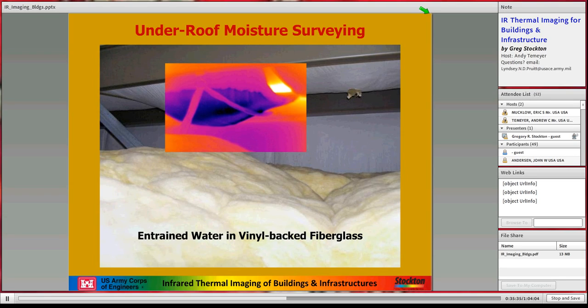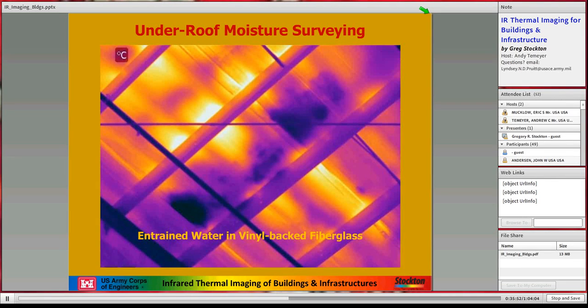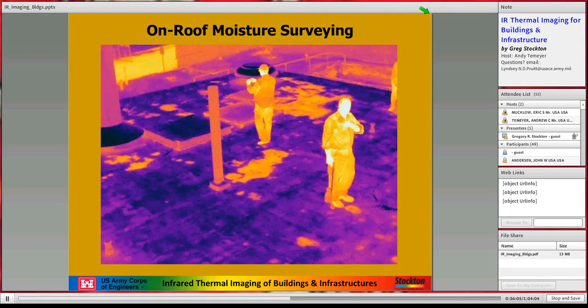A couple of methods for doing infrared under roof, and that's looking up. Most of the time you want to do these when you're looking at a big warehouse or something with vinyl back fiberglass in between the purlins. The way you do that is you go in the morning when the water is stuck in the fiberglass, and it doesn't always bulge that big. In the morning the heat's going to come through the roof and start going in, and it'll take longer for it to warm up that cooled water from the night. So that's how you do that.